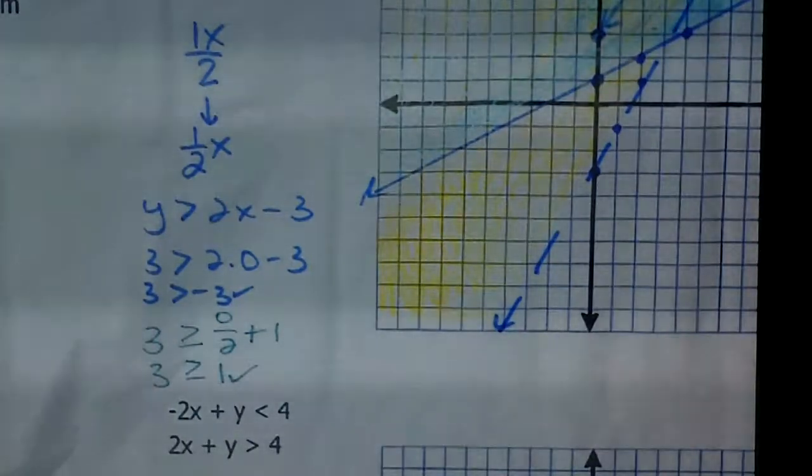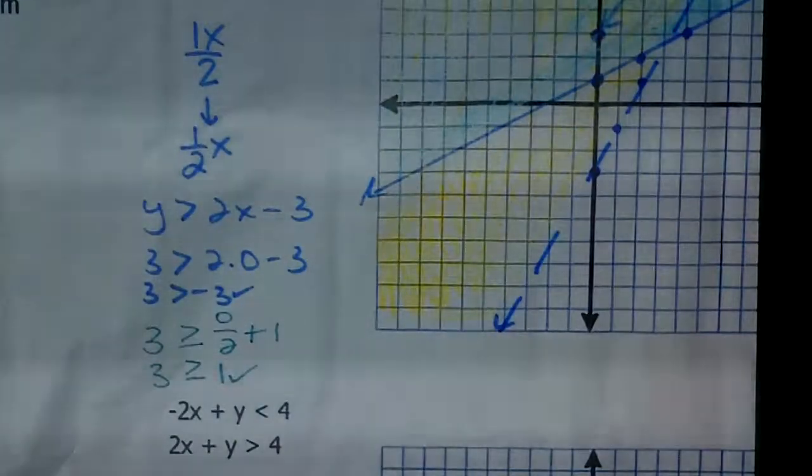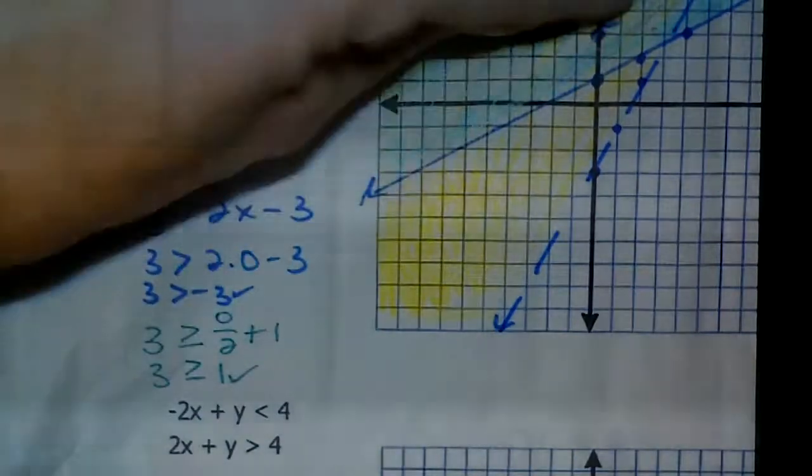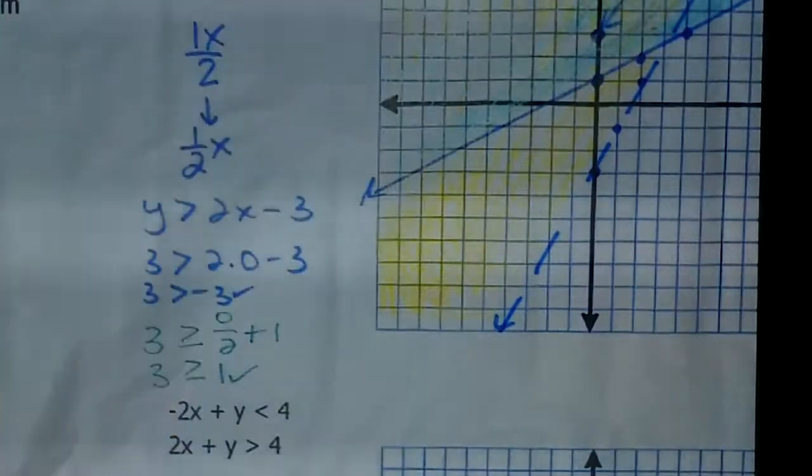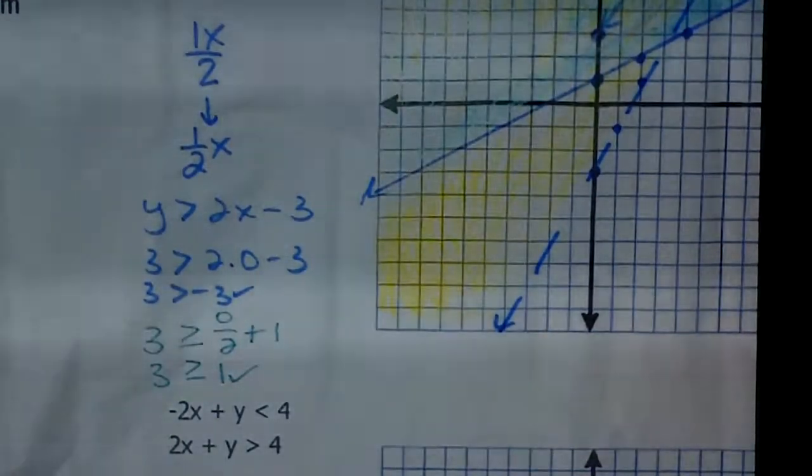Sometimes we might shade below instead of above. This would allow you to catch that error. So that's how you check it. Pick any point in the double shaded region, plug it into each inequality in the system, and see if it makes both of them true.